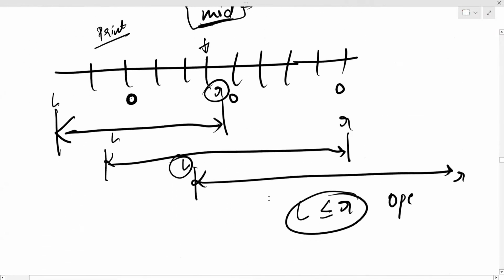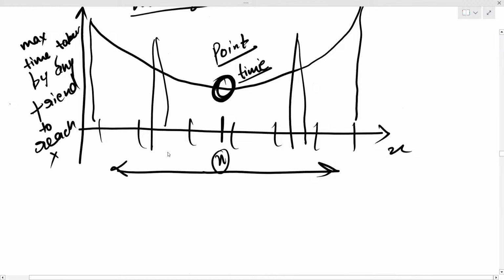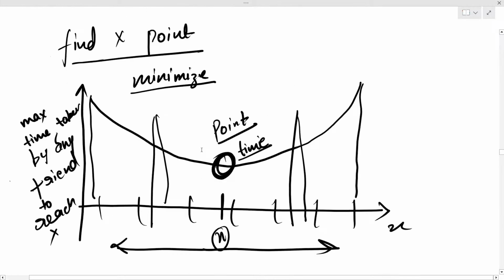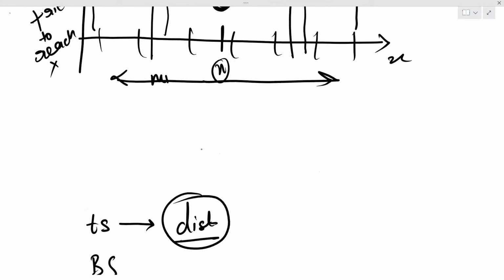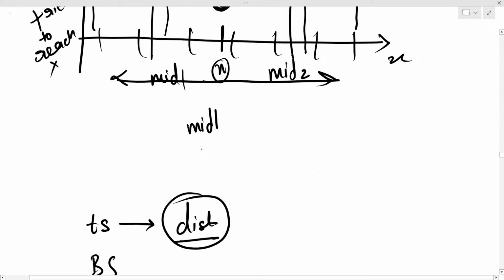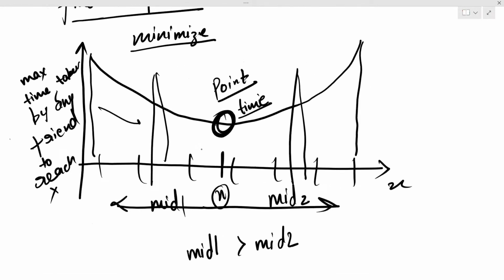I have already discussed ternary search. In the code part, you just have to find mid one and mid two. If the value at mid one, like the time it takes to reach mid one, is more than at mid two, you'll shift your left boundary to mid one. Otherwise, here we are taking the distance. At this distance, you get the time, right?